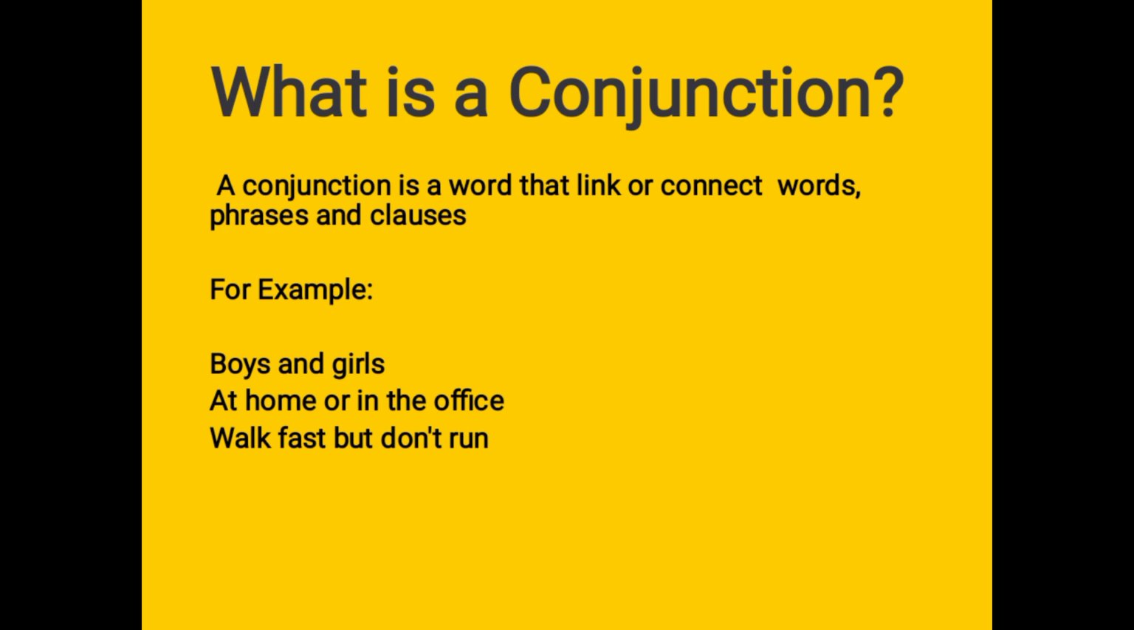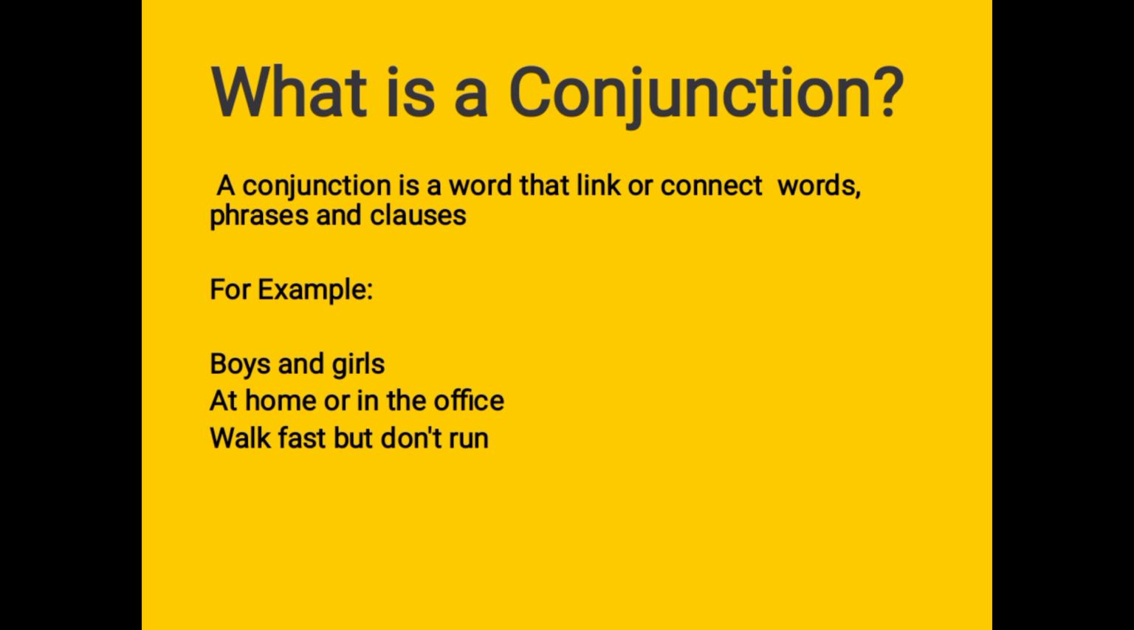What is a conjunction? A conjunction is a word that links or connects words, phrases, and clauses. So let's consider some examples. Boys and girls, at home or in the office. Walk fast, but don't run. Now let's break down these phrases.